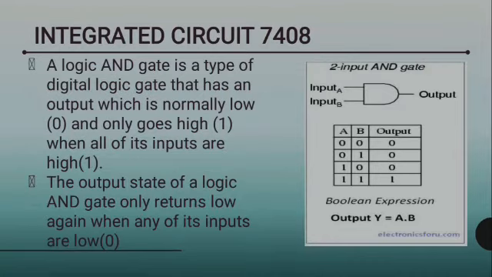A logic AND gate is a type of digital logic gate that has an output which is normally low and only goes high when all of its inputs are high. The output state of the logic AND gate only returns low again when any of its inputs are low. The truth table and the output expression is shown in the right side of the slide.